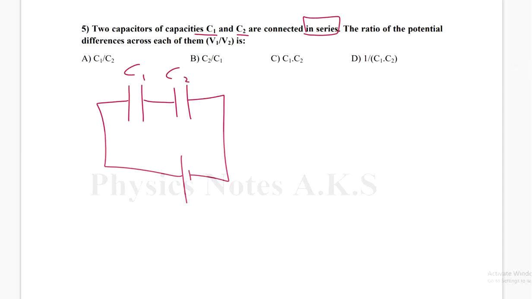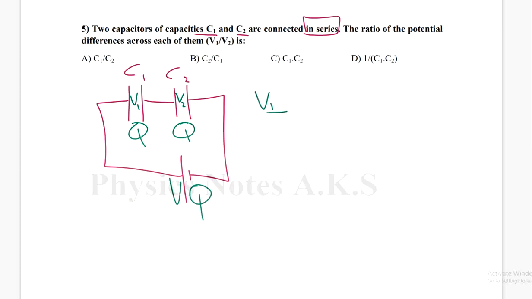In series connection, we agreed that the charge that goes out of the battery is the same charge in the two capacitors in series. So they will have the same charge. But the voltage across each will be different. Here I will have V1, here I will have V2. Now they want the ratio V1 over V2.